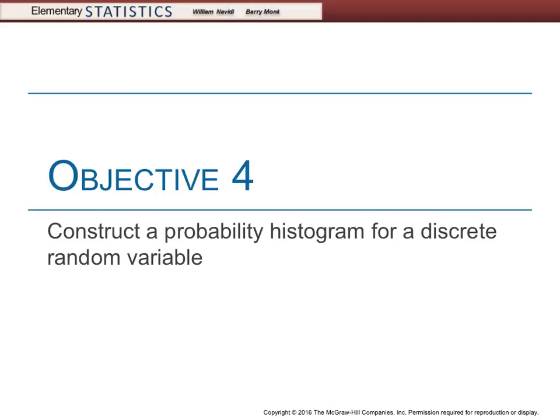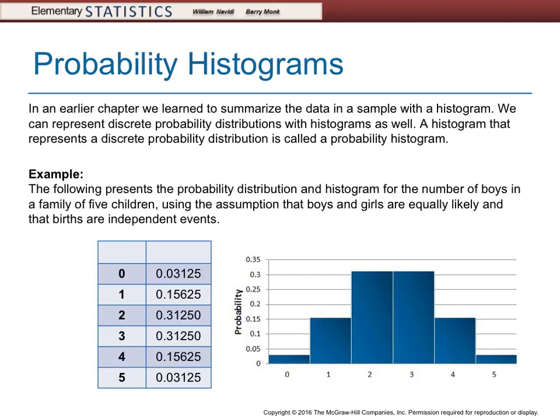Objective 4, construct a probability histogram for a discrete random variable. So in the past, we have created histograms with frequency data, and now we're going to use relative frequency data, which will then be creating our probability histograms. For example, in the table below, we have the following information.